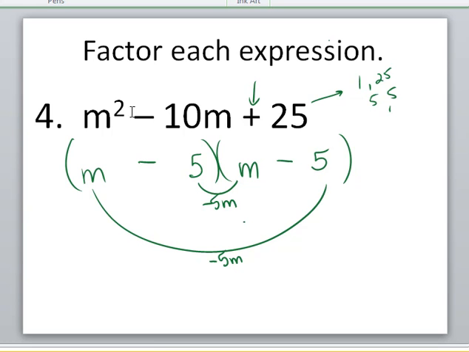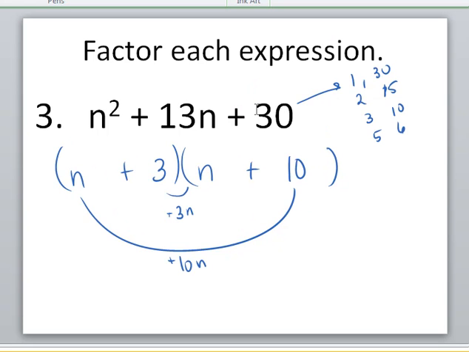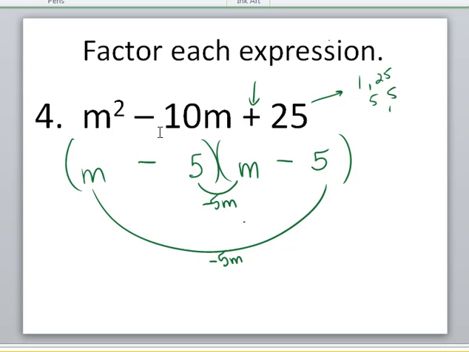How do you know which one? Well, that comes from this sign right here. On this one, since the last part was positive, I knew it had to be a positive or a negative, but it ended up being a positive because I had a plus sign. I needed a positive 13. Where this one, I needed a negative 10, so I knew I needed a negative, so I could get a positive product, but a negative sum. We can talk about that more.